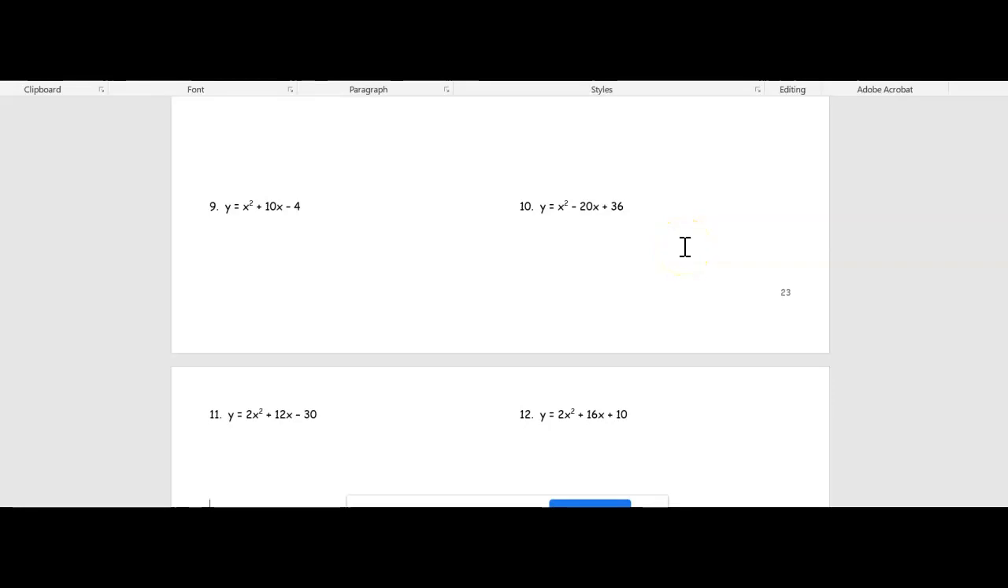Right now, if I were to ask you what's the vertex with this equation, we wouldn't know that. But if we could put it into vertex form, now we can identify our vertex, the axis of symmetry, all that good stuff. So take a minute, see if we recall this. Remember what we were doing yesterday.